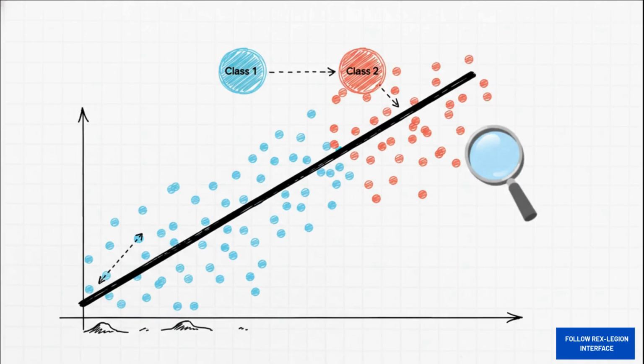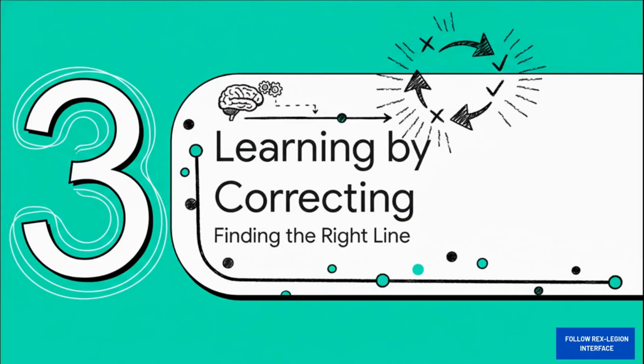It is the perceptron's line in the sand. If a data point lands on one side, it's class 1. If it's on the other, it's class 2. Simple as that. So, the billion-dollar question, right? How in the world does it find the right line in the sand? Well, this is where the magic really happens. The perceptron learns through a process that is just beautiful in its simplicity, trial and error.